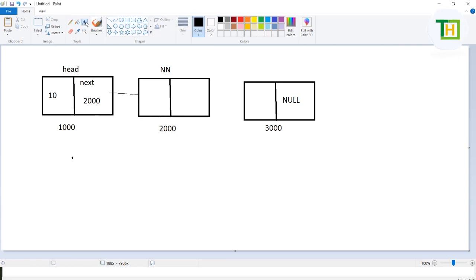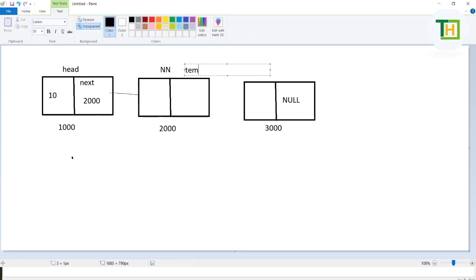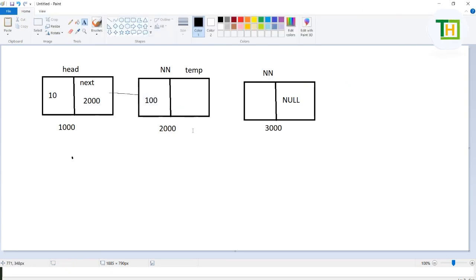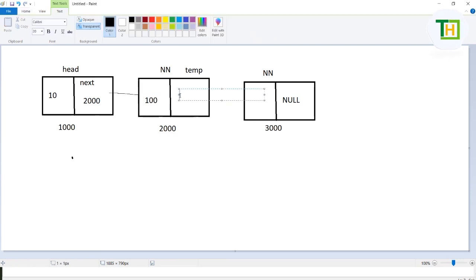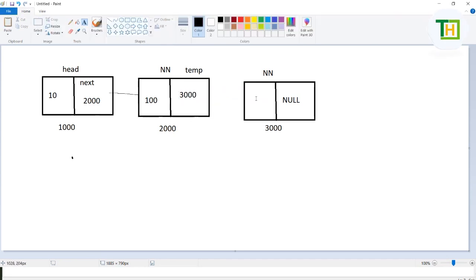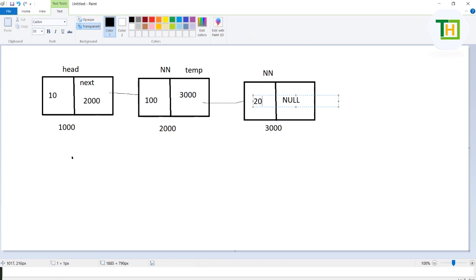And then temp moves to this position, and now the new node is going to be this one. And temp.data is equal to, for example, some 100, and temp.next is equal to new node. That means, for example, it is going to be 3000. Now there is a link between these two like this, and here it is containing some 200 data.